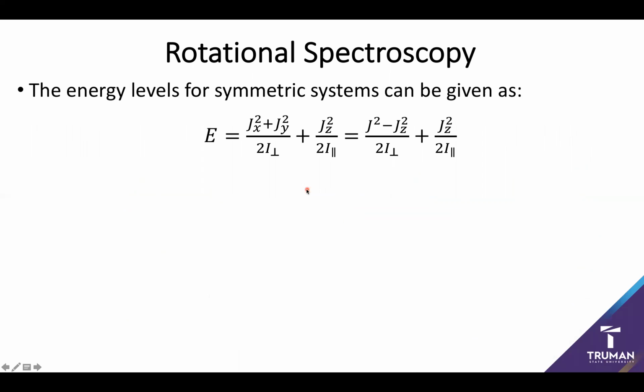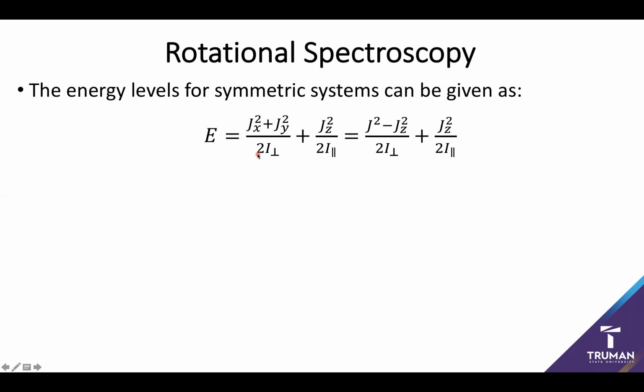general structures, we can use our classic energy equation, where we can constitute the energy as being the sum of the square of each of the individual angular momenta over the corresponding moment of inertia. And again, by convention, we're putting the parallel moment of inertia along the z-axis. And that leaves the x and y angular momenta to be paired with the perpendicular moments of inertia.